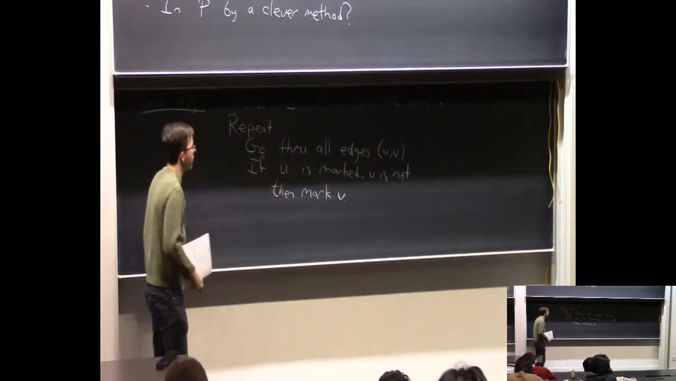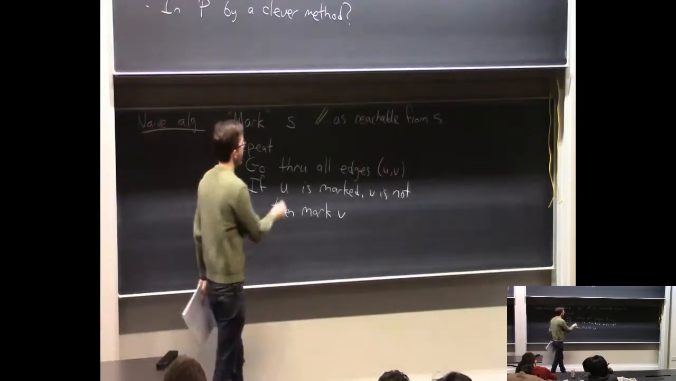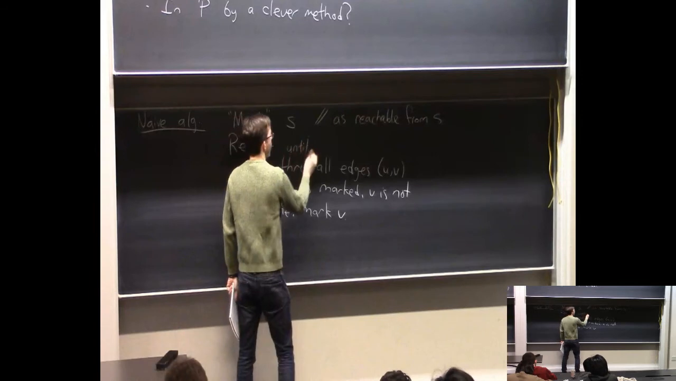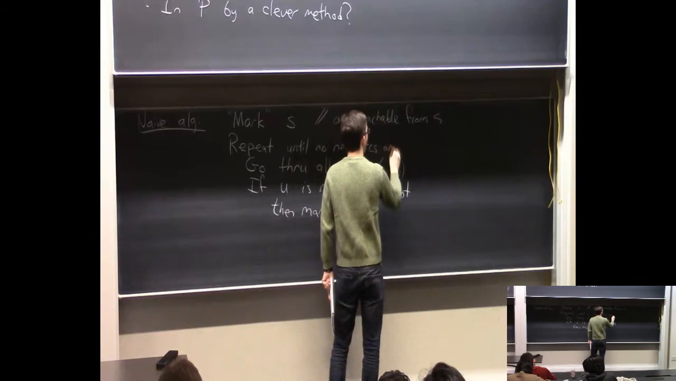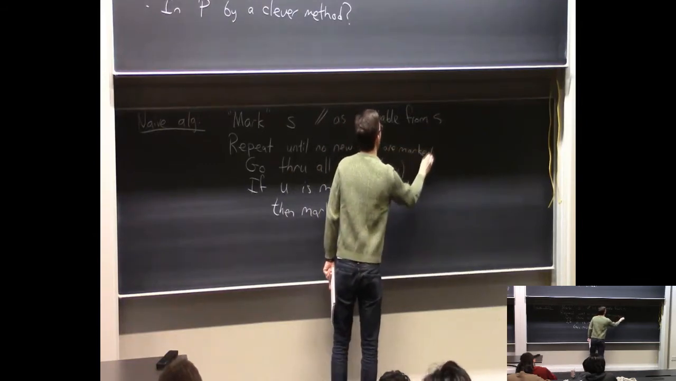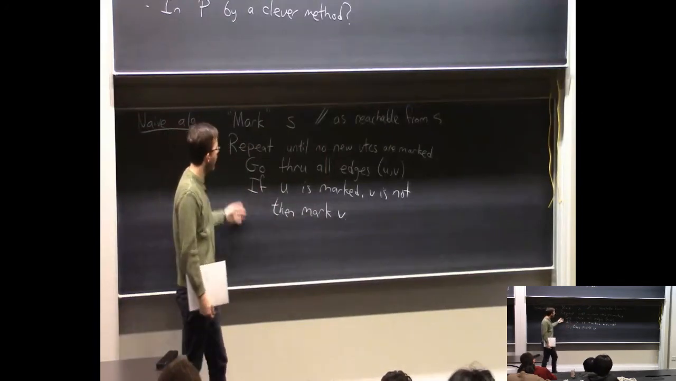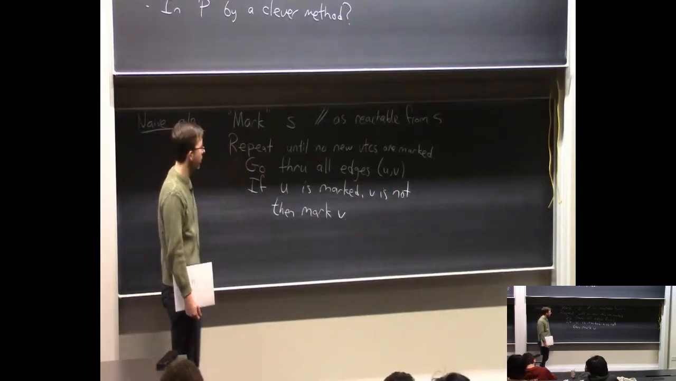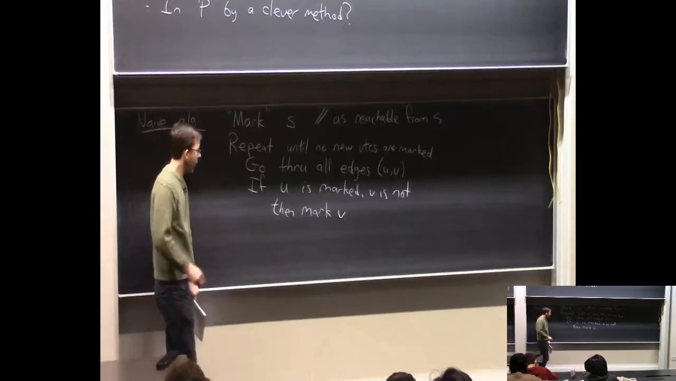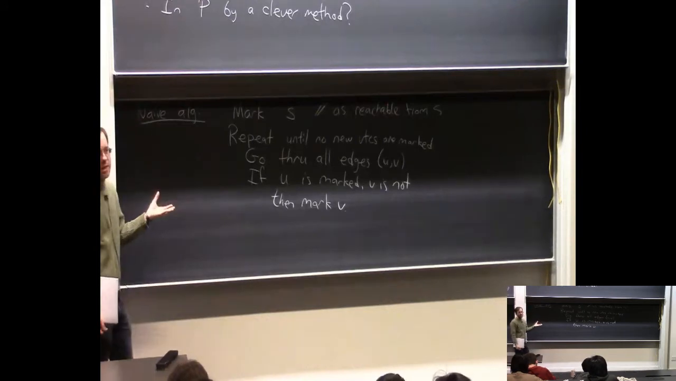OK, and keep going for a while. Actually, you keep repeating this until no new vertices are marked. So this is also a loop, really. You're going through all the edges, and you're starting to mark potentially more vertices. You keep track of how many vertices you marked on this pass through. And if it was 0, that's when you stop the big loop. And I claim, and I'm not going to prove it, I hope you see it, that when you finish this, the set of marked vertices is the set of all vertices that can be reached from S in the graph.